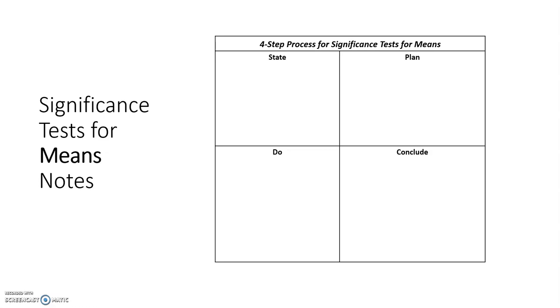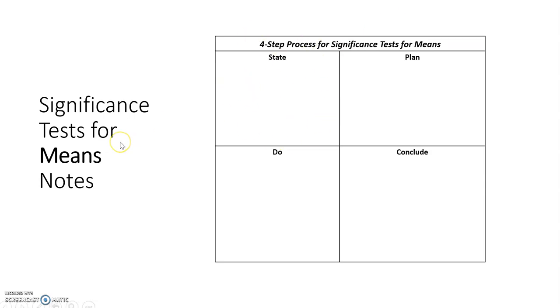I have the same 4-step process. A lot of the 4 steps are exactly the same. We just have to tweak it a little bit because we're going to be working with means, mu or x bar, instead of proportions, which were p and p hat. So I'm going to start with the state box first.